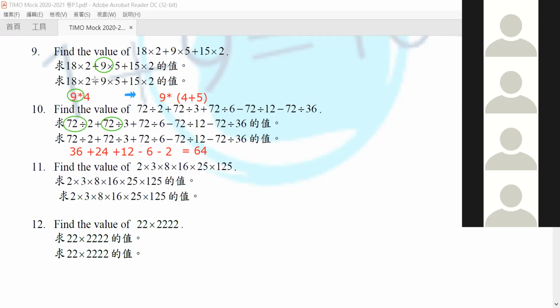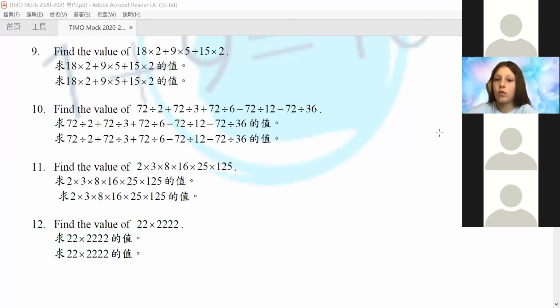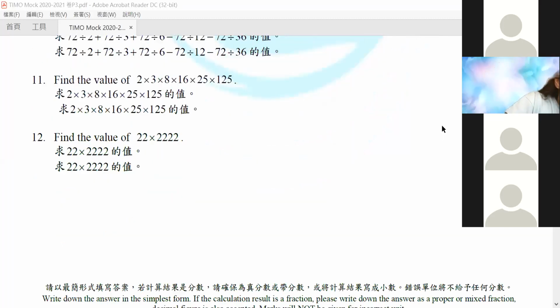question 9. All right, so this is question 10. If there's no question, then we go to question 11. Now find the values of this. Find the value of question 11. Yeah, some people have answered.